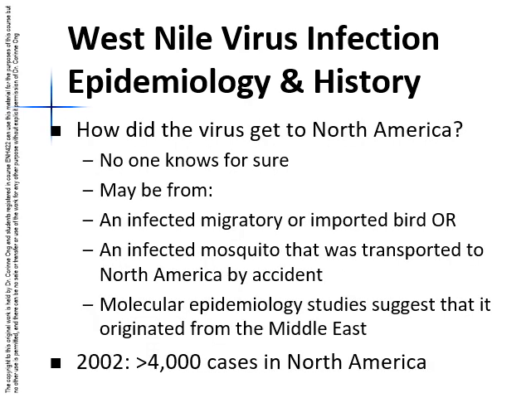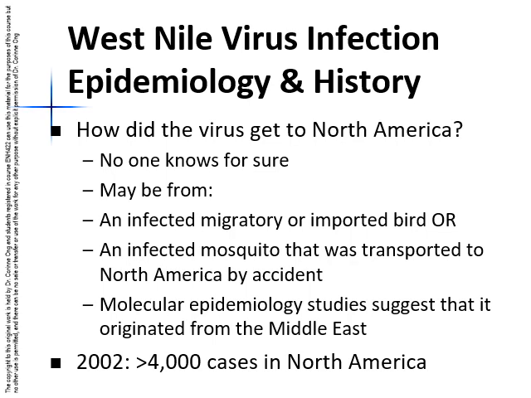No one really knows how the virus made its way to North America. From molecular epidemiological studies, the genetic type of the virus suggests that it originated from the Middle East. So, it is possible that an infected migratory or imported bird may have brought it across the Atlantic, or an infected mosquito that was transported to North America by accident on a plane.